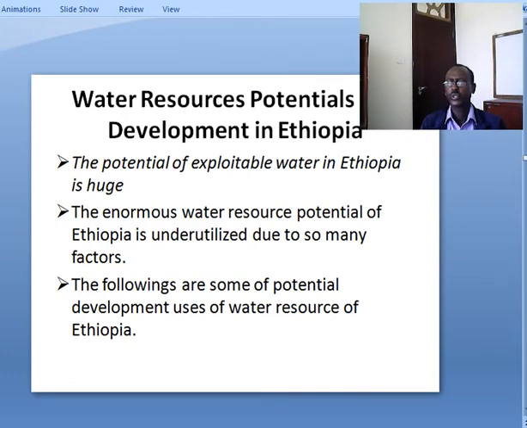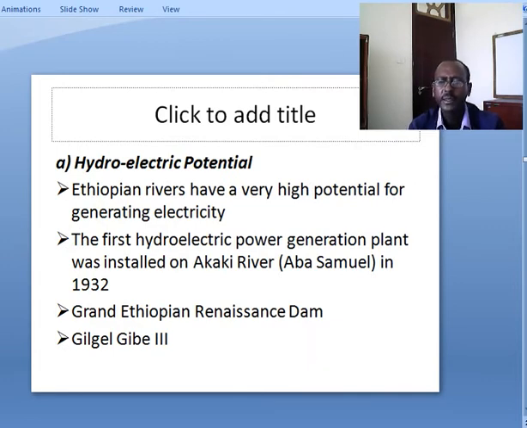The enormous water resource potential of Ethiopia is underutilized due to many factors. We haven't utilized it. The following are some of the potential development uses of water resources in Ethiopia. One, hydroelectric potential. Ethiopian rivers have a very high potential for generating electricity.